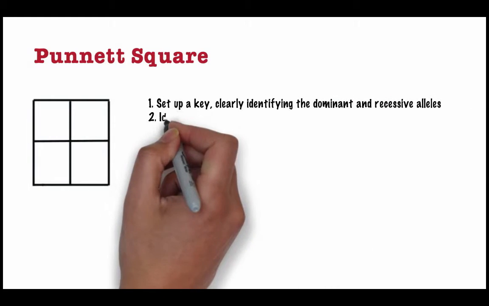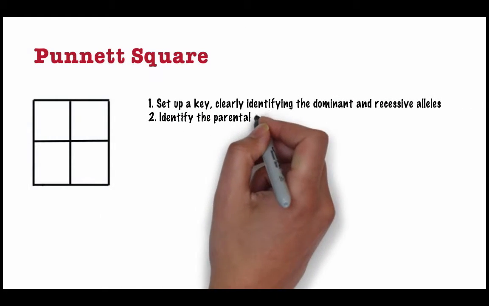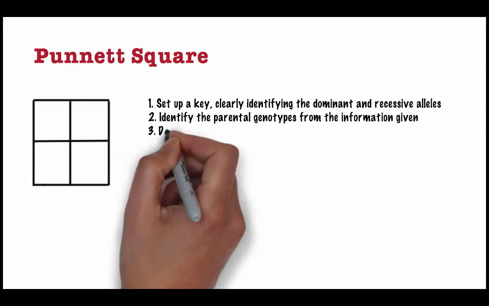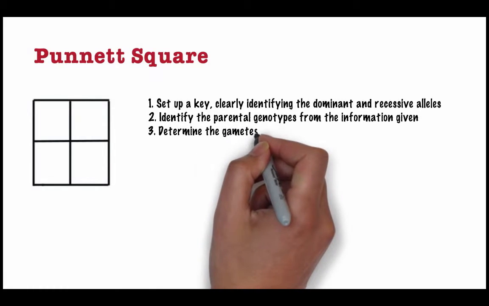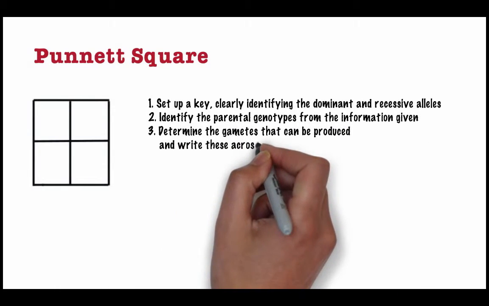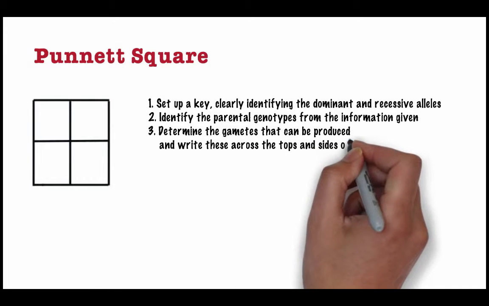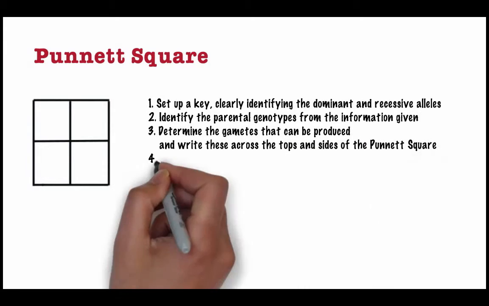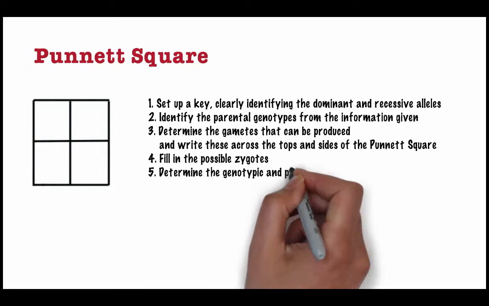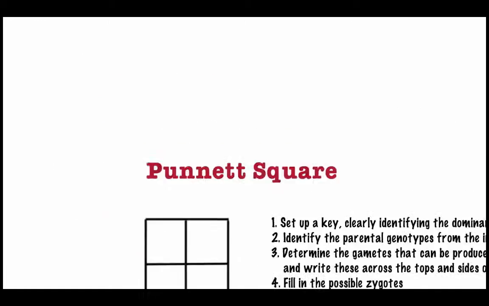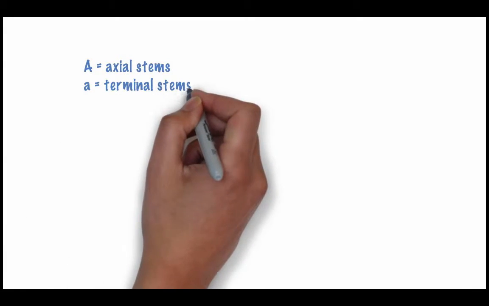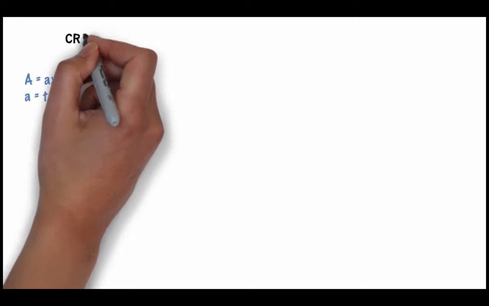Set up a key, clearly identifying the dominant and recessive alleles. Identify the parental genotypes from the information given and write these down. Determine the gametes that can be produced and write these across the top and side of the Punnett square. Fill in the possible zygotes. Determine the genotypic and phenotypic outcomes. Remember that the results of the Punnett square are predictions. We can test the validity of these predictions with the chi-square test.